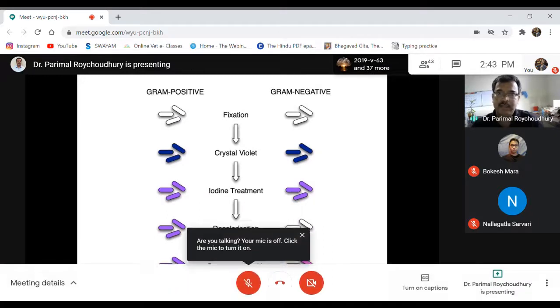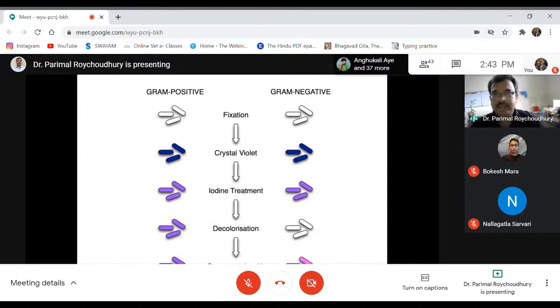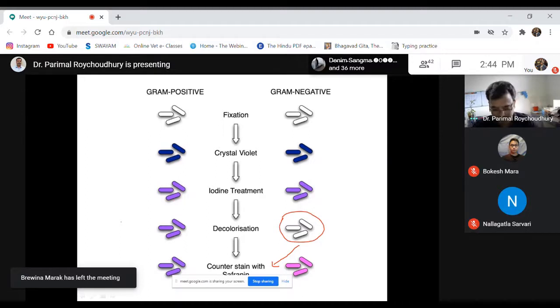Here is another schematic. At the beginning, when you prepare the bacterial smear, the bacteria don't have any color, unstained refractile organisms. Then you apply the color, crystal violet, and both gram-positive and gram-negative will take the color. Then you apply iodine, and when you go for decolorization, gram-negative will lose the color because of their thin peptidoglycan layer. And when you apply the counterstain, the gram-negative bacteria will take the color of the counterstain, not the gram-positive bacteria, which already took the primary color. So likewise, we can differentiate.